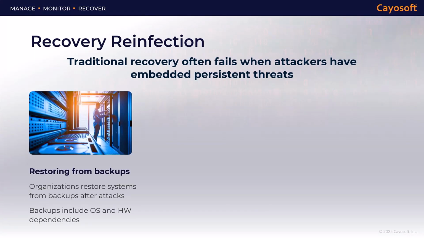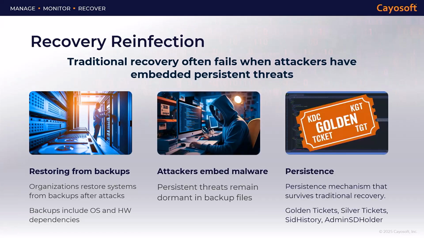So now let's say we're going to get our backup, but it includes the operating system and hardware dependencies. So we could have embedded malware. And then this one's very hard to address: persistence mechanisms that survive traditional recovery. Silver tickets, SID history, AdminSDHolder, golden tickets, could be group policy changes. These are all hidden techniques that are often added during a ransomware attack.